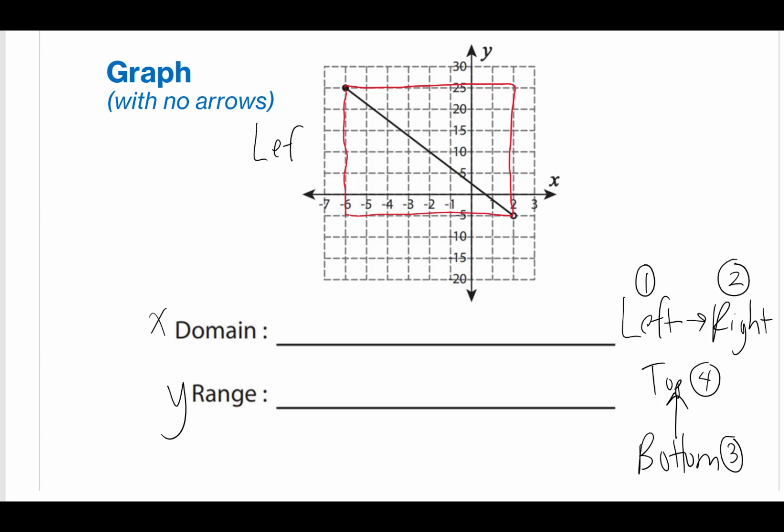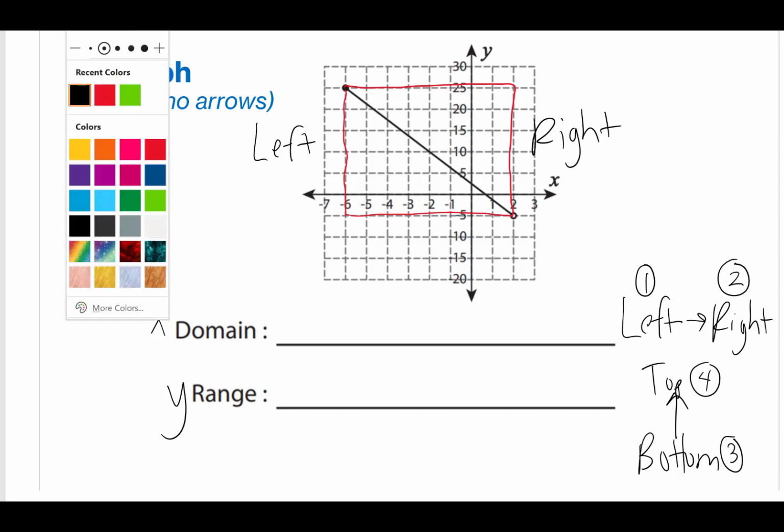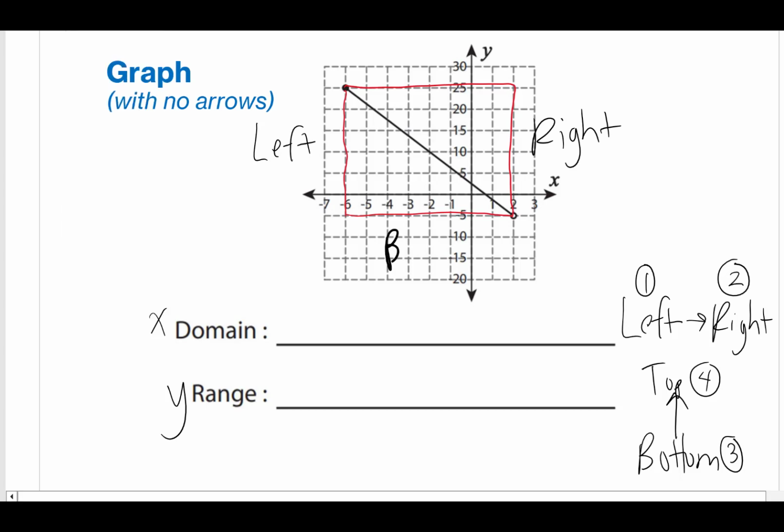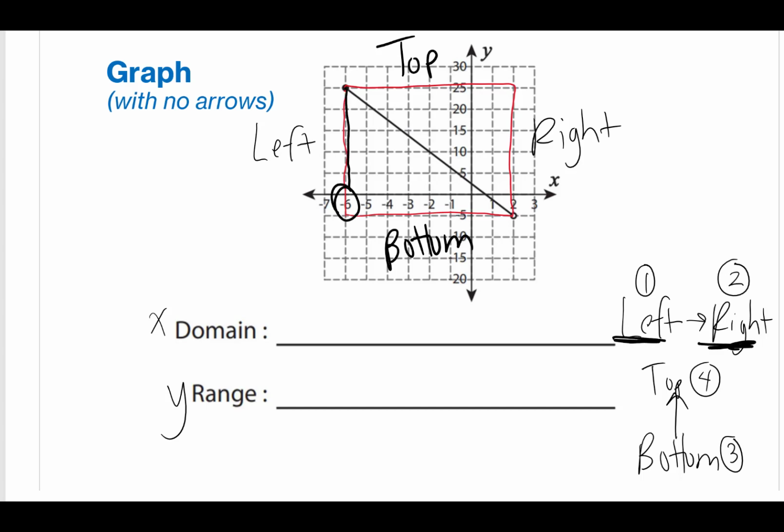So this is the left side. This is the right side. This is the bottom. And this is the top. So domain, we do left to right. So the left side is touching -6. So esta es izquierda. The right side is touching +2. So that is domain. So domain es -6 a 2, porque es izquierda a la derecha.